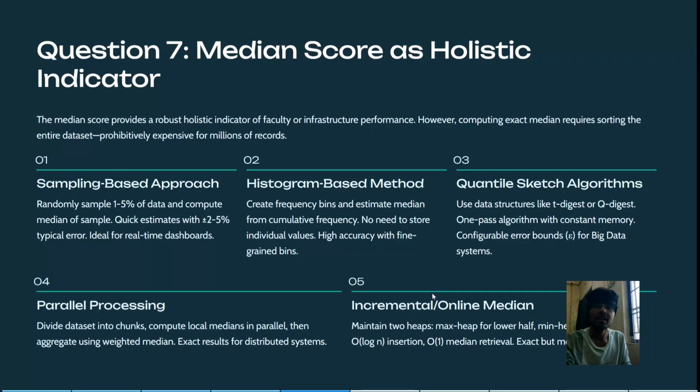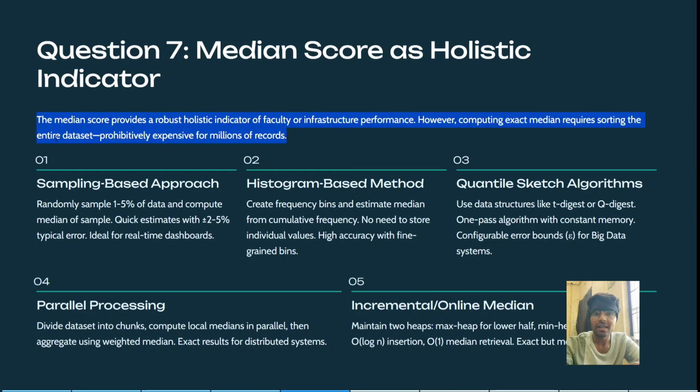Now question number 7 discusses the median score as a holistic indicator of performance. The challenge is how do we compute or approximate the median efficiently when dealing with massive data sets, millions or even billions of records. Computing the exact median requires sorting the entire data set, which is O(n log n) time complexity. That's expensive. So we use smart heuristics. Let me present five practical approaches.